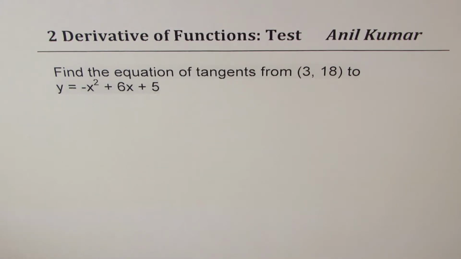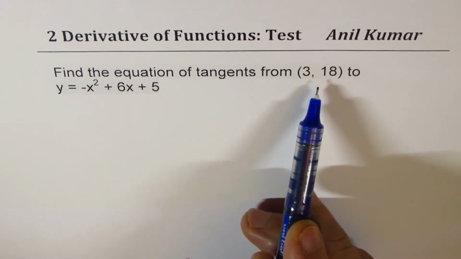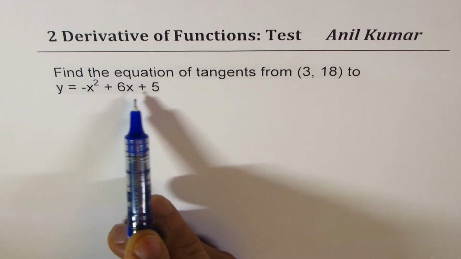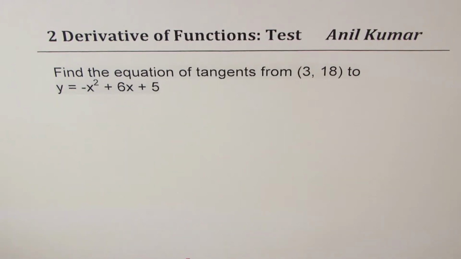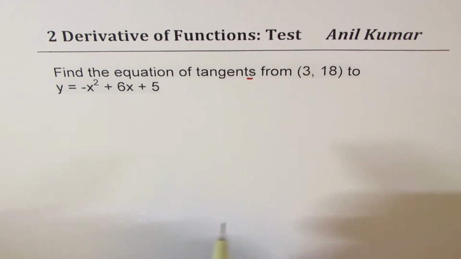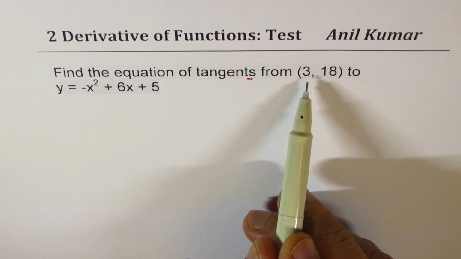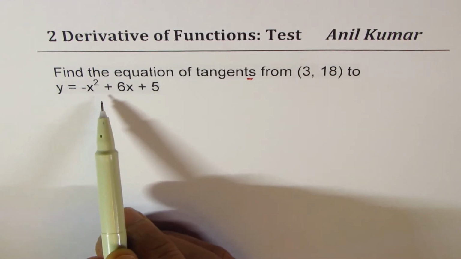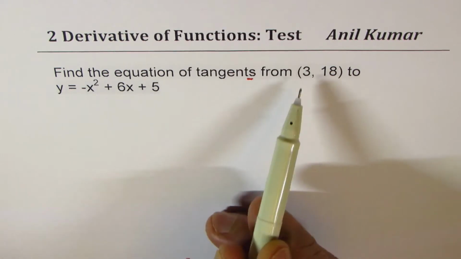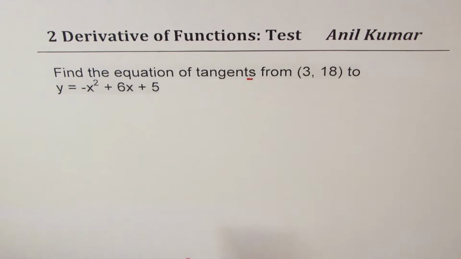The question here is, find the equation of tangents from (3, 18) to y equals minus x squared plus 6x plus 5. I hope you notice the word tangents. Now that clearly indicates that the point (3, 18) may not be on the curve of this parabola. If the point is on the curve, you can only draw one tangent, not more than one, right?